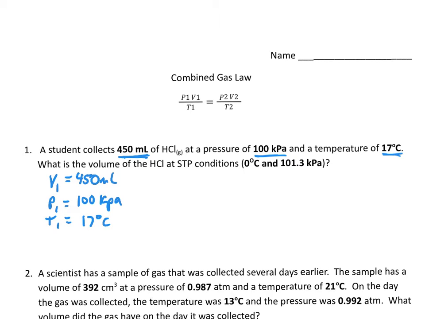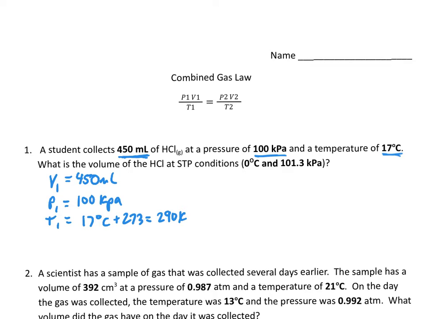Now, right away, what I like to do when I'm writing this list of variables out, I don't like to leave it in degrees Celsius. I want to convert it right away so I don't forget. Remember, we've got to add 273. When we do that, we get 290 Kelvin, all right? So there's our conversion to Kelvin. All of our temperatures need to go to Kelvin.